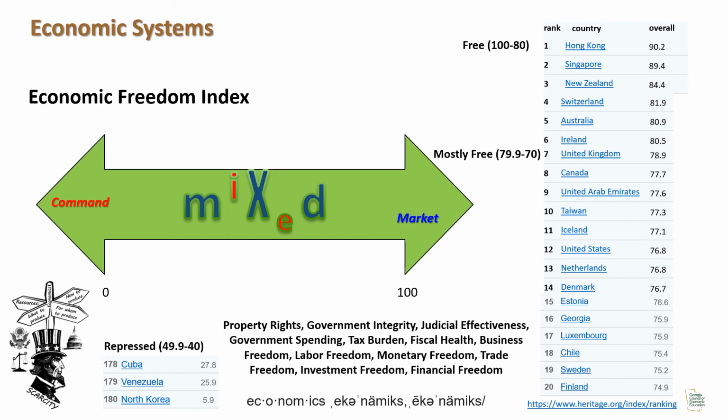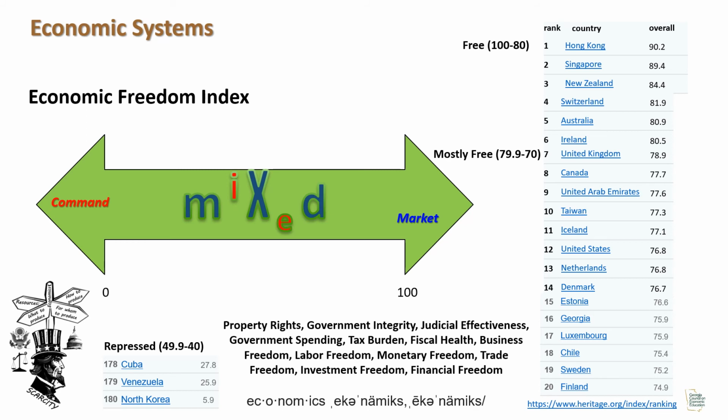This is what they did. They rated the countries on property rights, government integrity, judicial effectiveness, all these components. Hong Kong literally had the most economic freedom of any country in the world. And you remember what happened a few months ago when China was trying to take back the freedom that they had extended to Hong Kong, and all the riots. The people of Hong Kong were not ready to give that freedom back.